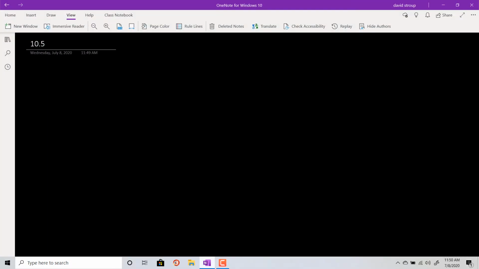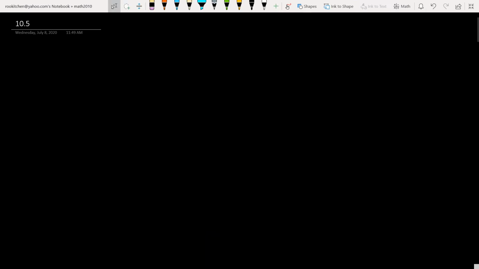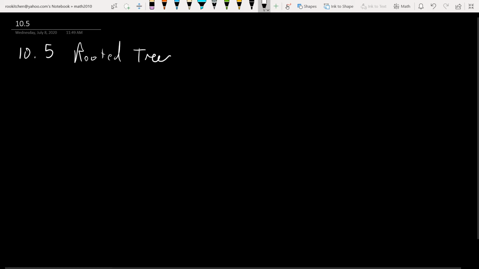Okay, welcome back. This is now 10.5. So we're still going to be working with trees, but just special kinds of trees, binary trees and rooted trees in particular. So let's take a look here. I have 10.5, rooted trees. And we begin with a bunch of definitions. The definitions are pretty straightforward.